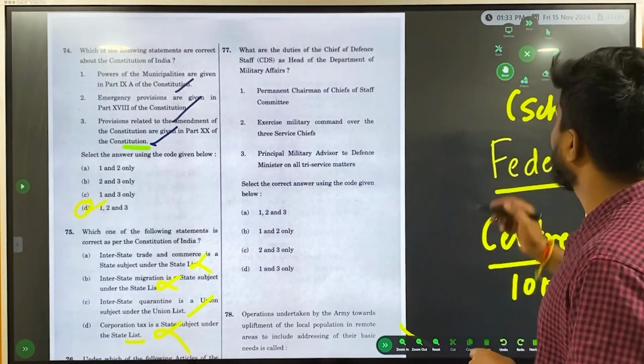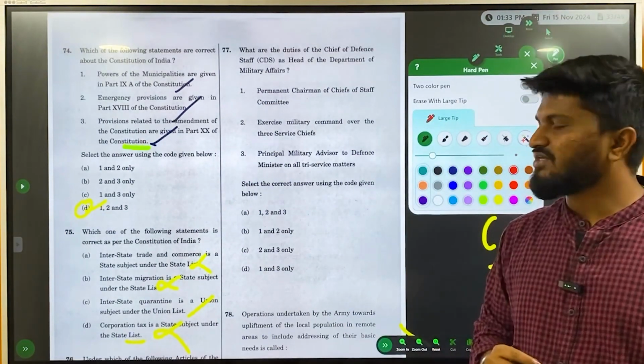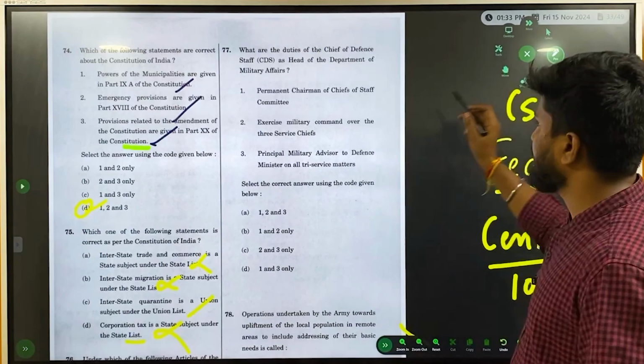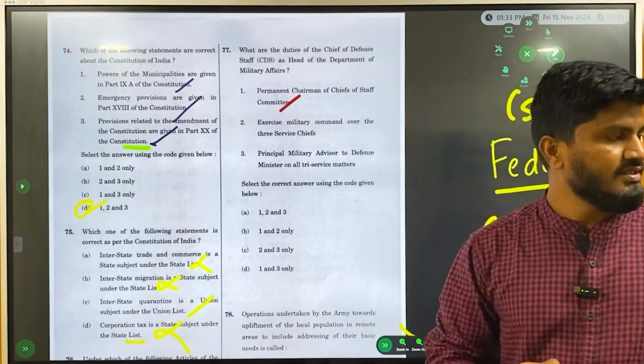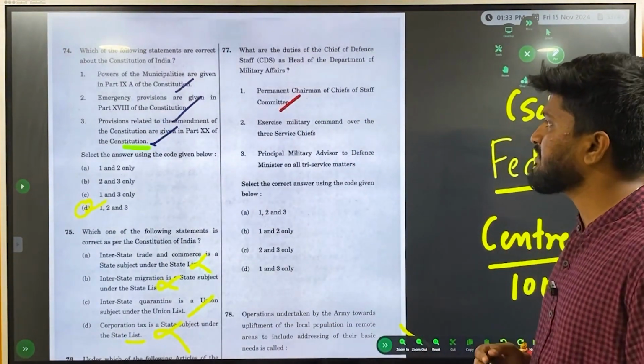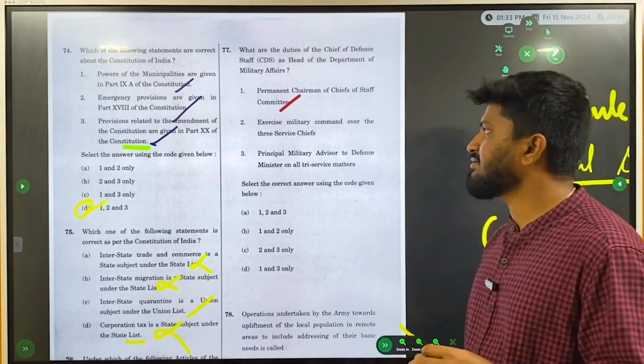So statement 1, permanent chairman of the Chiefs of Staff Committee. This is the chief function of CDS, that is right. Second one is exercise military command over the 3 services.